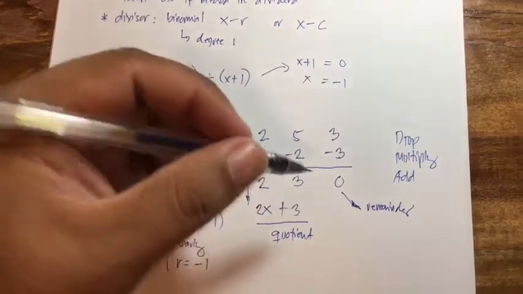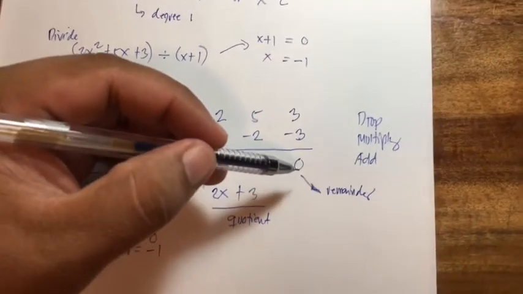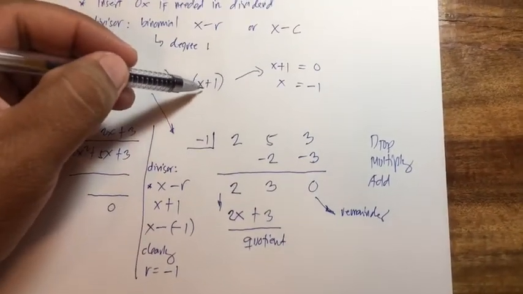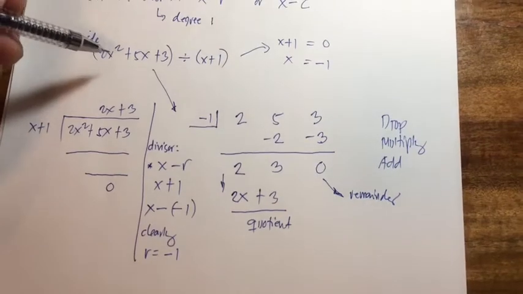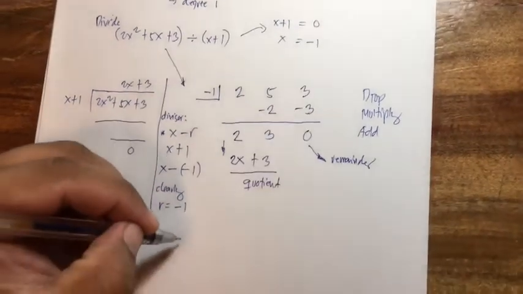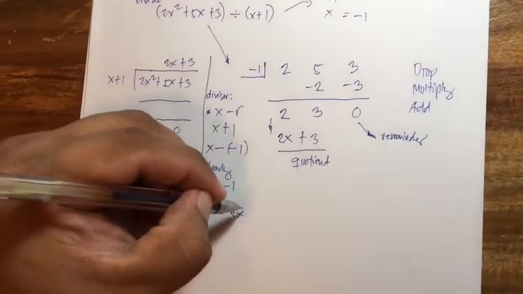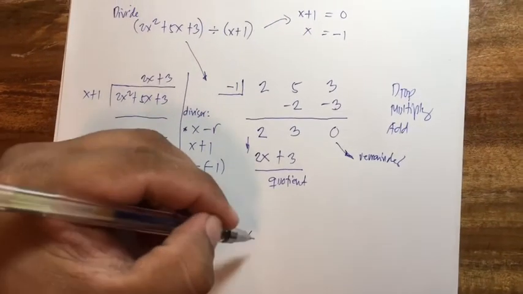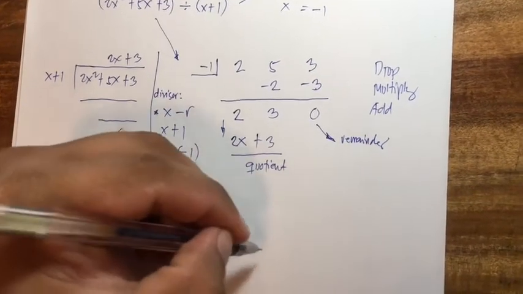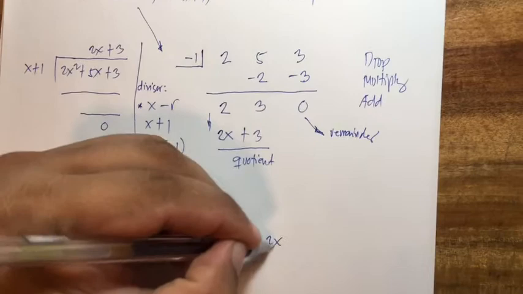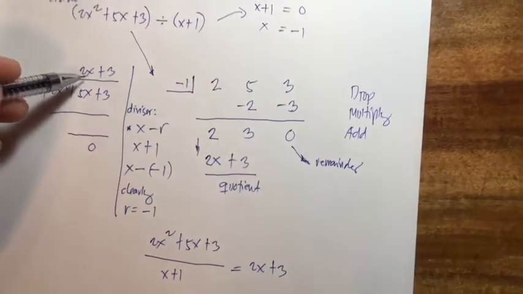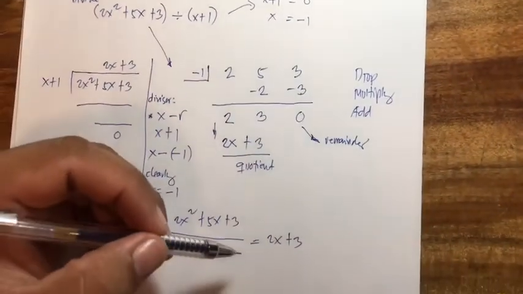Okay. So again, our remainder is 0. If our remainder is 0, it signifies that our divisor is a factor of our given polynomial. So our final answer is this one: 2x squared plus 5x plus 3 divided by x plus 1 is equal to 2x plus 3. So the same with our long division method output.